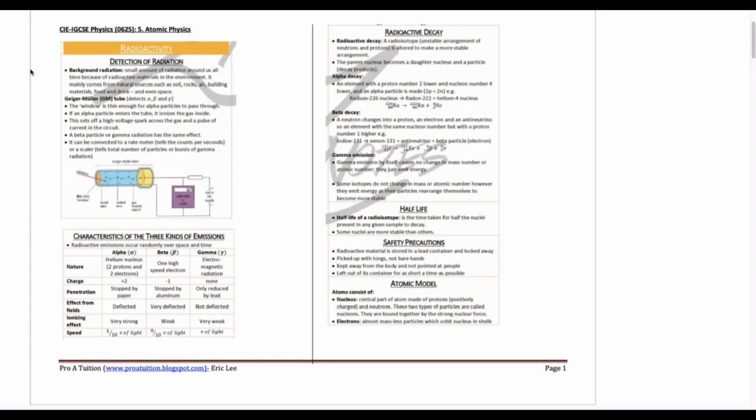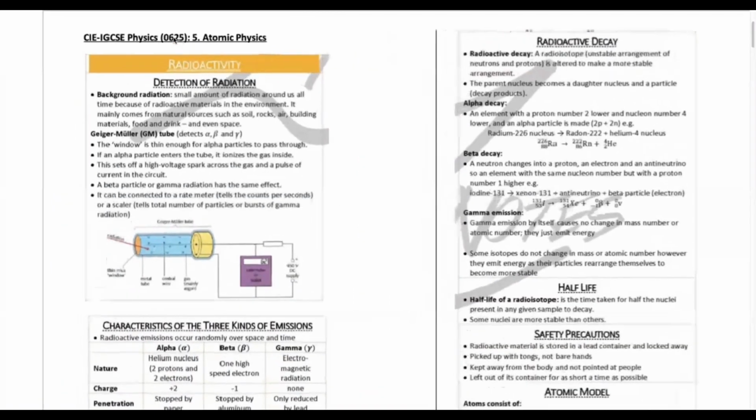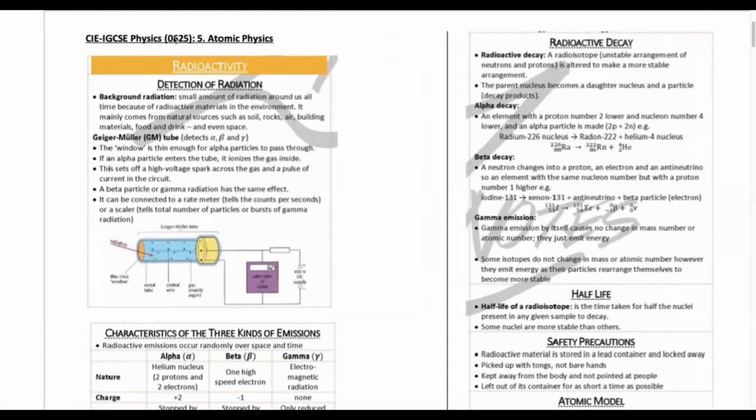So we'll start with this chapter then. This is the last chapter, atomic physics. At the beginning of these chapters, you can see radioactivity. Radioactivity means the atom is not stable, so it emits some radioisotopes or maybe some rays. Because of that, we have radioactivity.